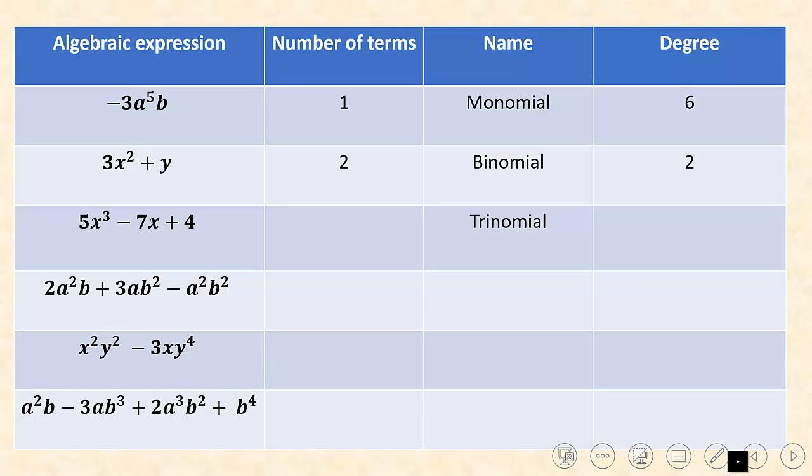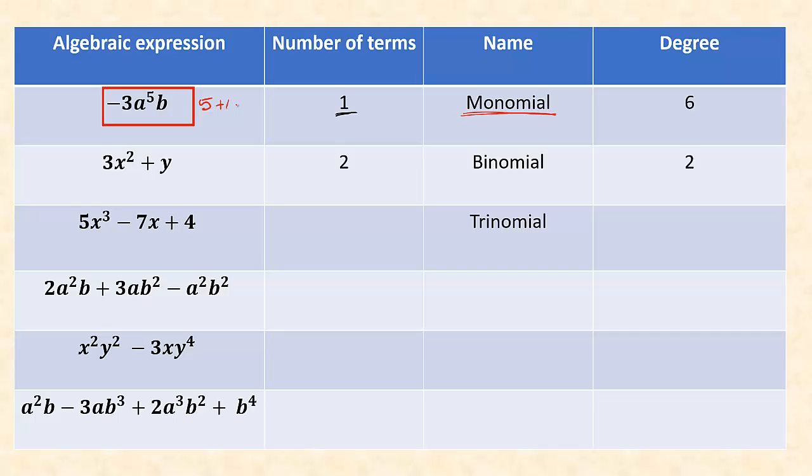Negative 3a to the power of 5b. Here, this expression only contains one term. So the number of terms here is 1. And we know that when I have an expression containing only one term, it's a monomial. And what is the degree? Here I have only one term, so the degree of this term is 5 plus 1. So the degree is of the 6th degree.